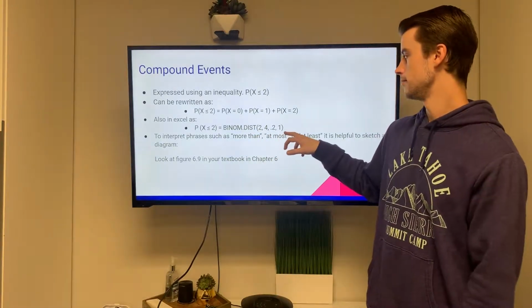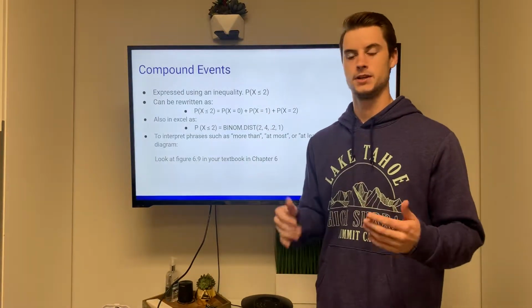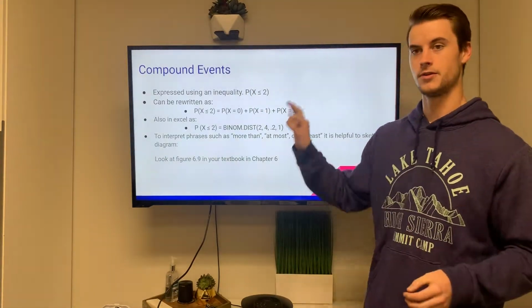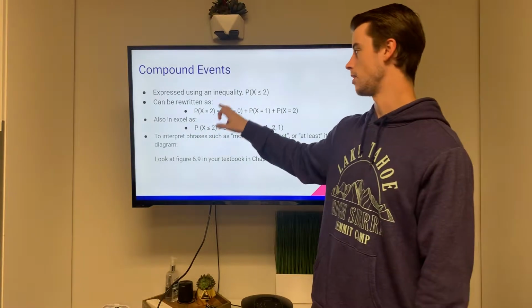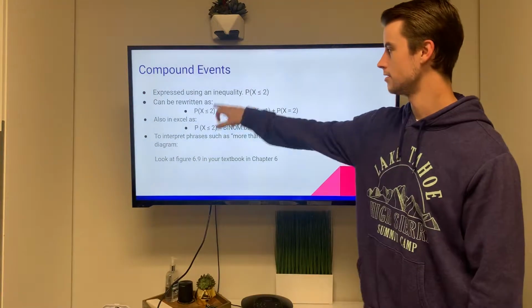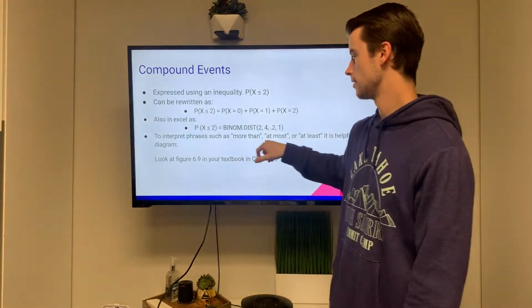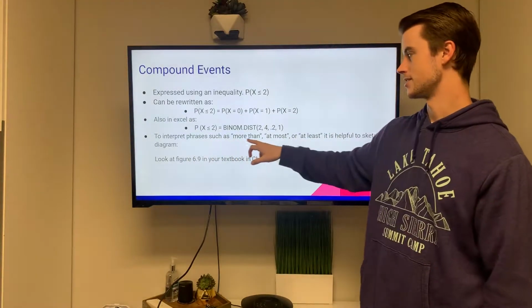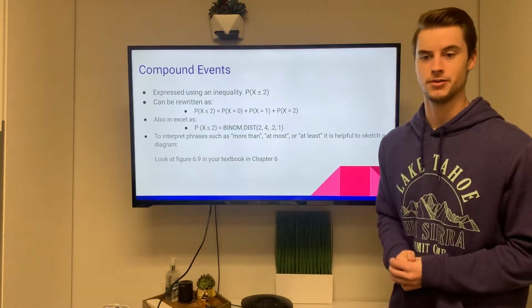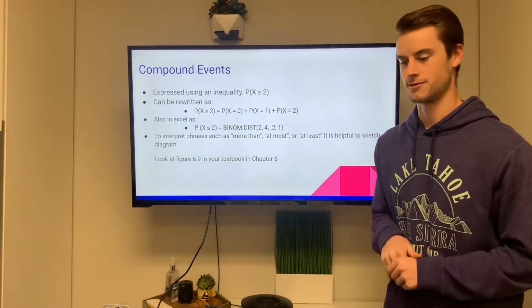So again, anytime it's x equal to 2, we can do the 0 at the end of the formula. But in this case, if it's an inequality like this, we want it to sum, that's our CDF. Because we have to sum these together, we put a 1 at the end, okay? And again, we need to interpret phrases such as more than, at most, at least. You're going to see a lot of these in statistics, so it's good to know these phrases so you can interpret what it's asking for, okay?